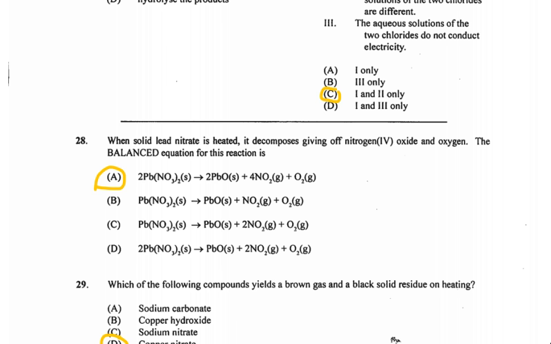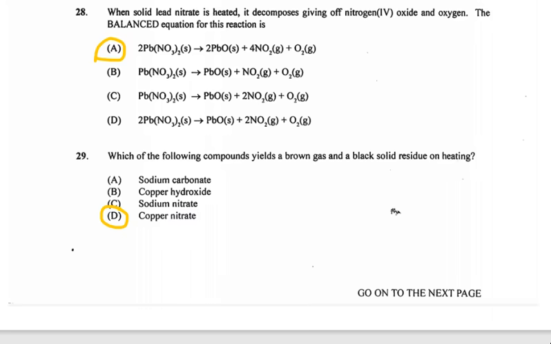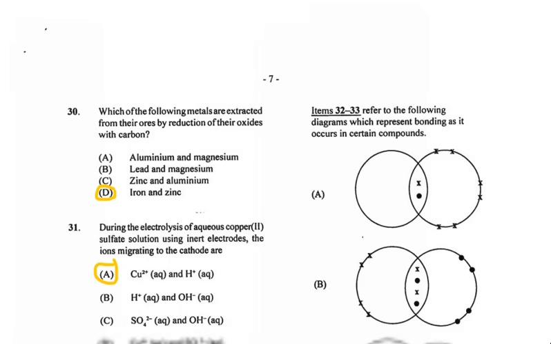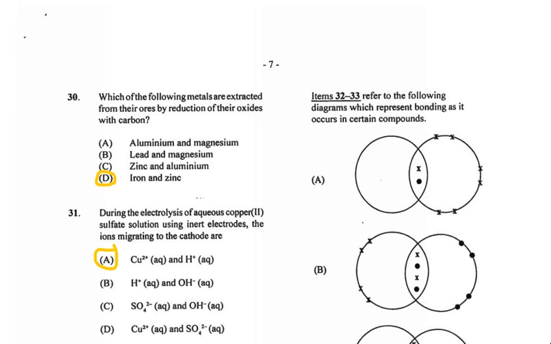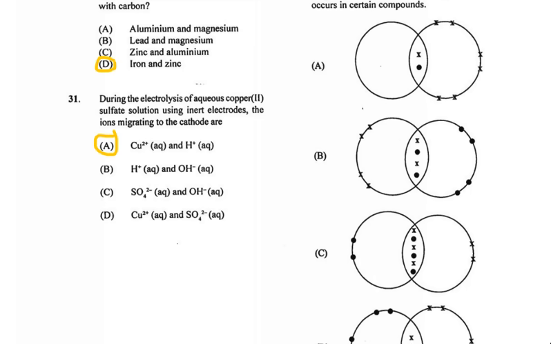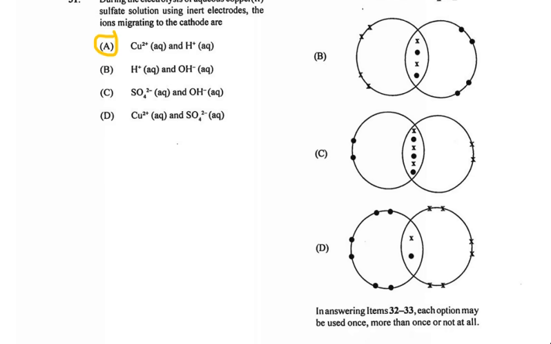All right, number 28, when solid lead nitrate is heated, it decomposes giving off nitrogen dioxide and oxygen. The balanced equation for this reaction is, I'll answer A for this one, guys. Number 29, which of the following compounds yields a brown gas and a black solid residue on heating? And we have copper nitrate. Number 30, which of the following metals are extracted from their ores by reduction of their oxide with carbon? We have iron and we have zinc. Number 31, during the electrolysis of aqueous copper sulfate solution using inert electrodes, the ions migrating to the cathode are, and the answer for this one is, guys, A.